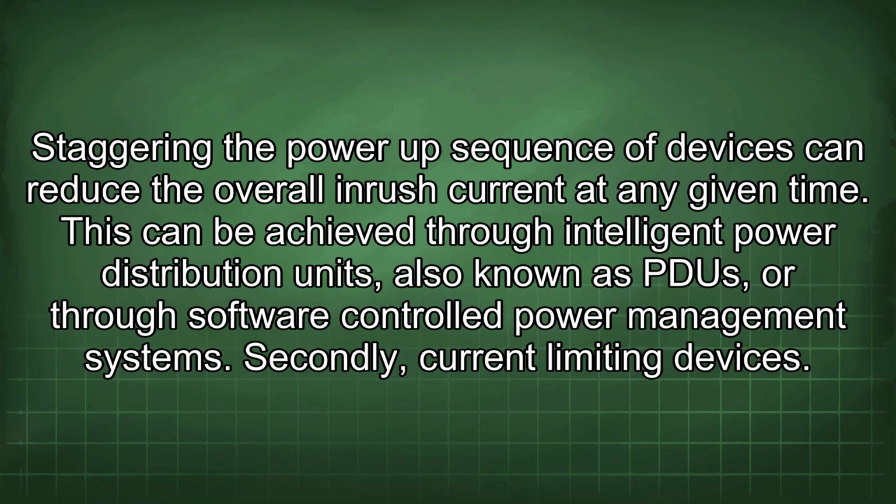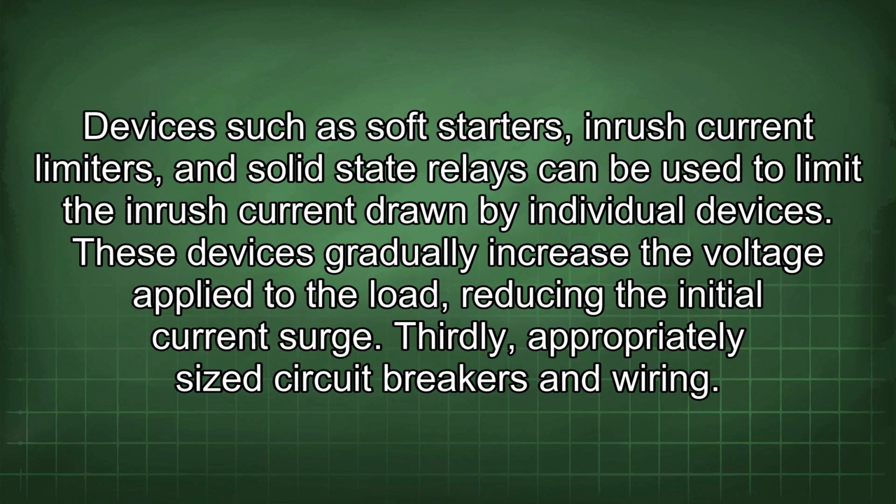Secondly, current-limiting devices. Devices such as soft starters, inrush current limiters, and solid-state relays can be used to limit the inrush current drawn by individual devices. These devices gradually increase the voltage applied to the load, reducing the initial current surge.